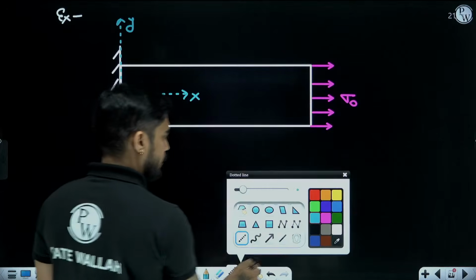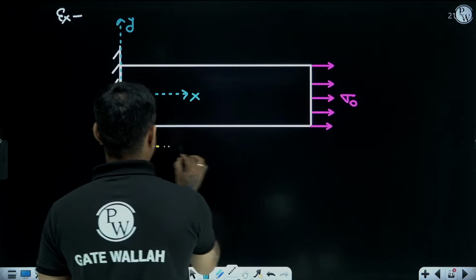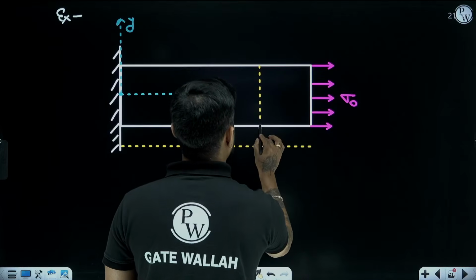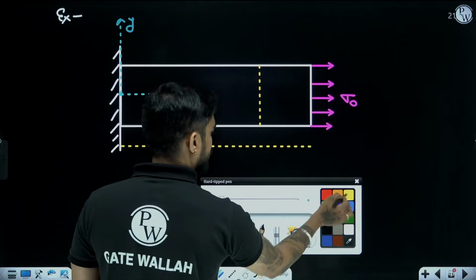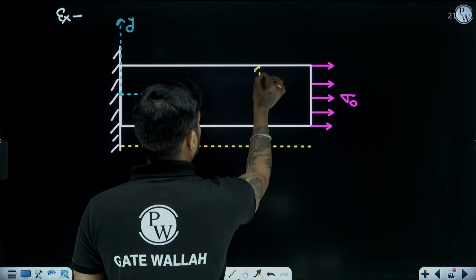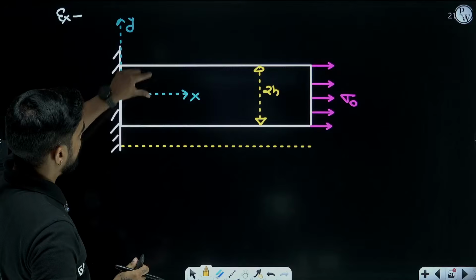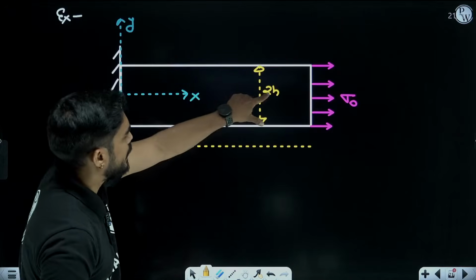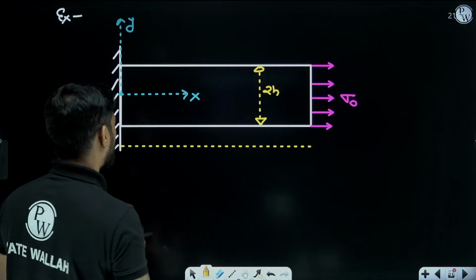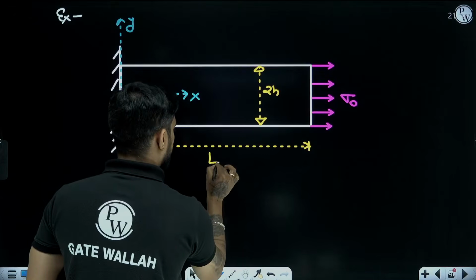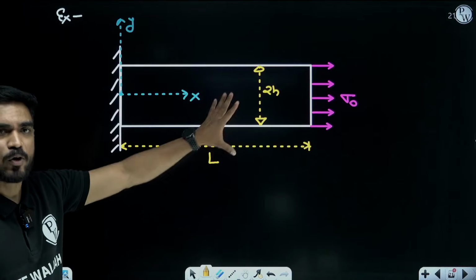Okay, let's say the length is L and the width is 2h. Why am I taking 2h? Because this is, let's say, h, and this is, let's say, h. If you take it h, then this will be h by 2, no issue. Let's say this length is L. So this is the problem.